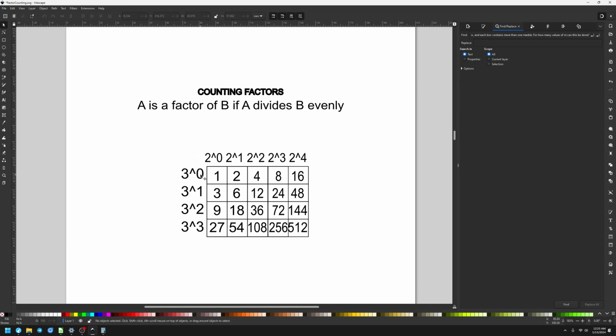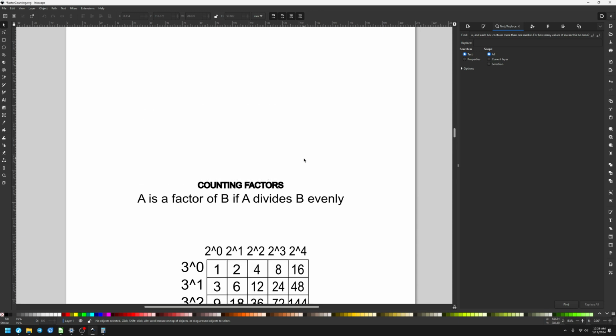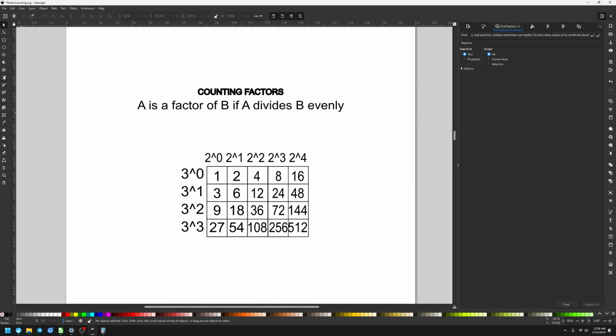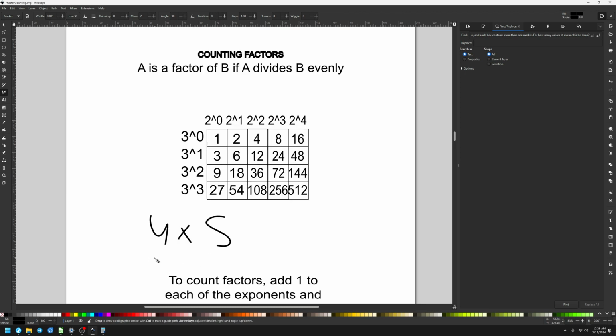So if you've seen the last video, you know that tables are great for these types of problems. You see here, if you create a table with 3 to the 0, 3 to the 1, 3 to the 2, 3 to the 3, and the same up to 2 to the 4, we can generate every number that's a divisor of 432. And if we want to count these divisors, we just want to find how many squares there are, which is going to be 1, 2, 3, 4, 4 times 1, 2, 3, 4, 5. Okay? And notice how we have to add 1 because this is 3 plus 1 times 4 plus 1. And 3 and 4 were our original exponents.